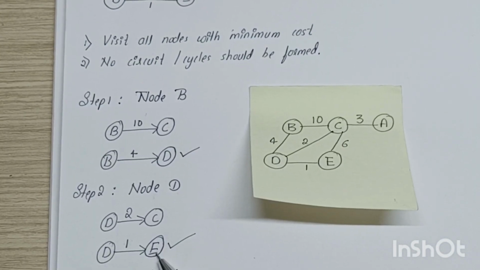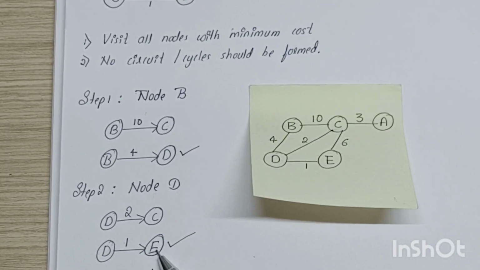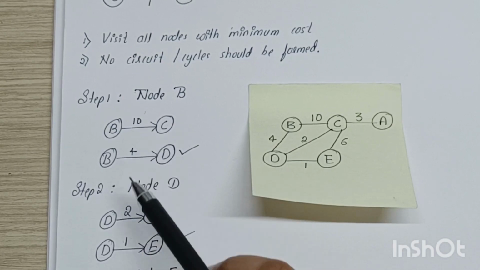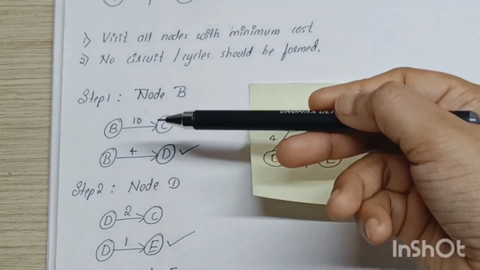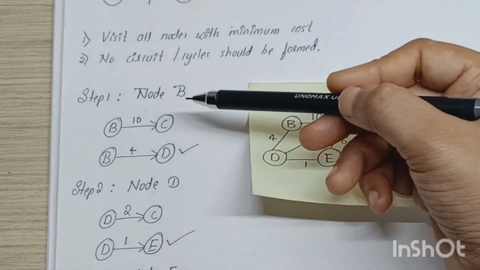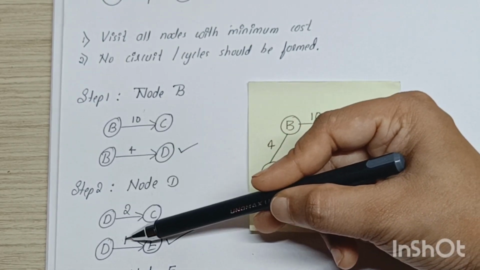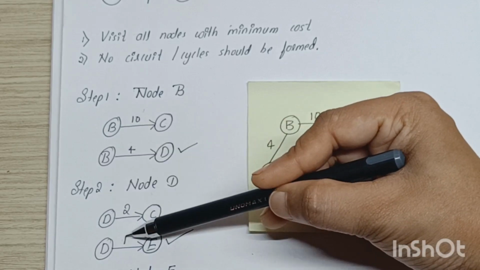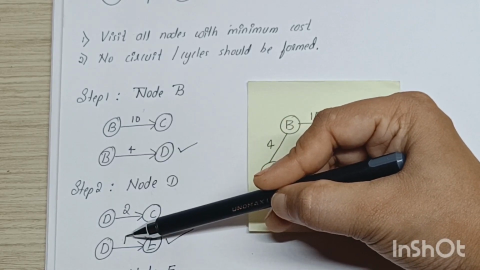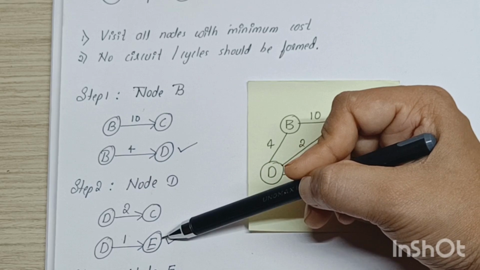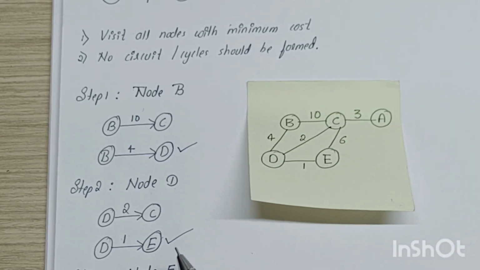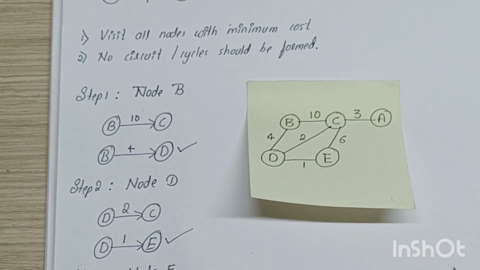Before selecting this node, you have to check whether there is any minimum value from the previous step. Previously we are left with the 10 here. So compare this 1 with 10. 1 is the least value, so we consider this edge only. Now in step 3, we are considering the node E.